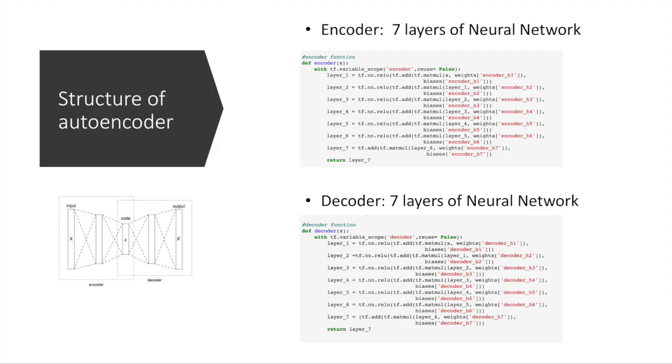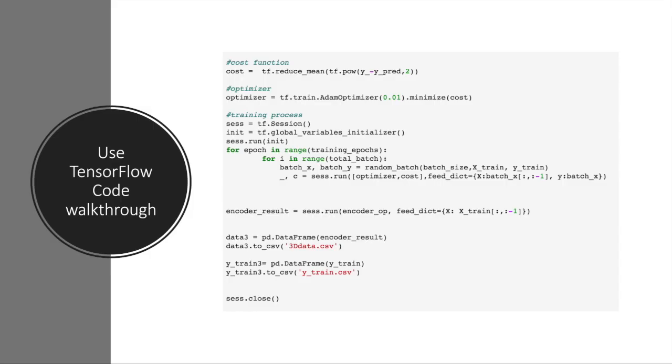So for the encoder, we create 7 layers of neural network, and in the decoder, we also use 7 layers of neural network. And in the loss function, the cost function, we use reduce mean, and we use the Adam optimizer to minimize the cost function.